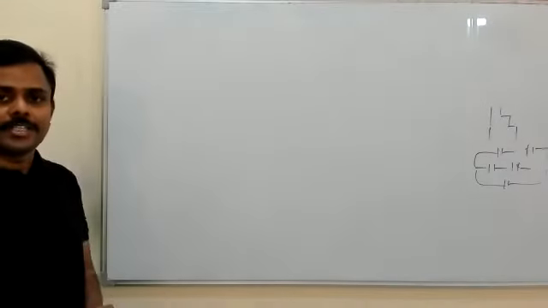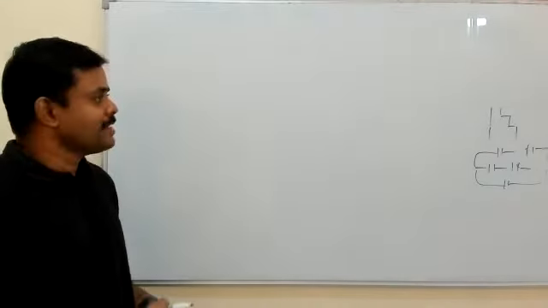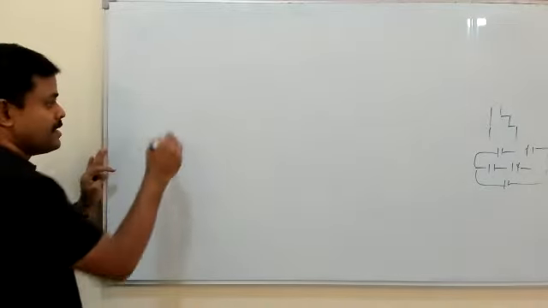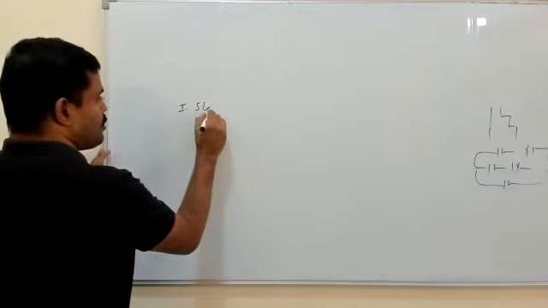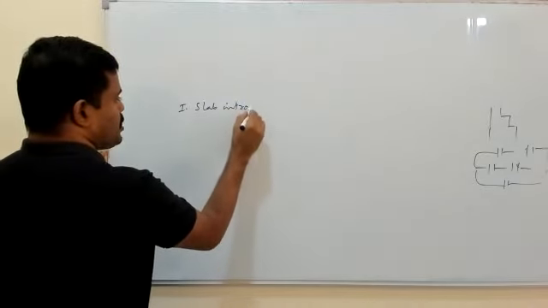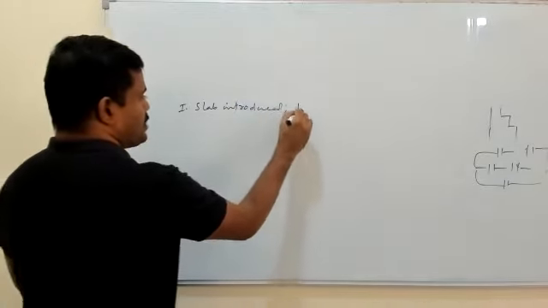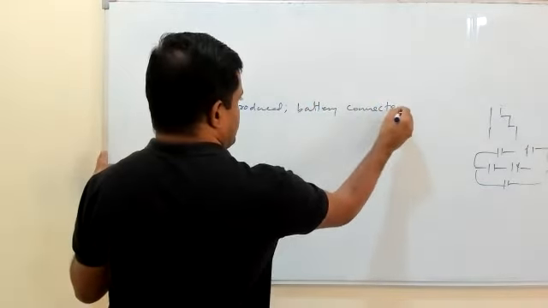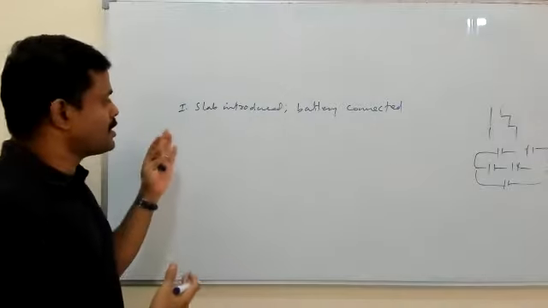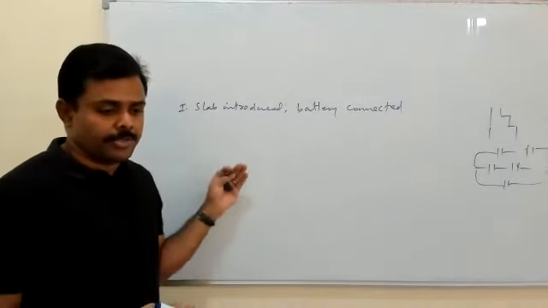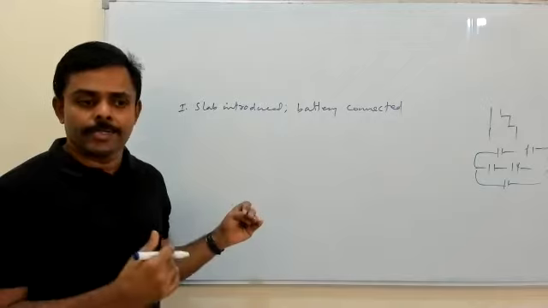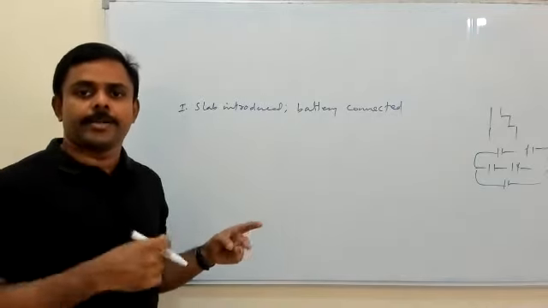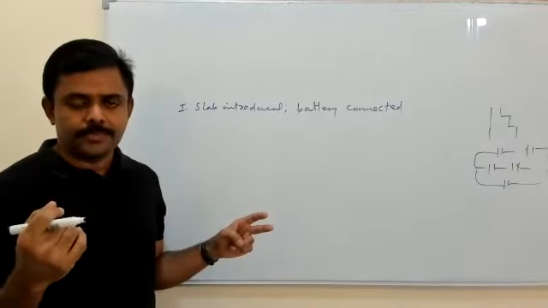Now, this is an important concept. We have done this many times. Anyway, I am doing it one more time. There are 8 cases. Case number 1, slab introduced, battery connected. It's like a shortcut, and they'll give it as different cases in school, but this is the best way to do this. Slab introduced, battery connected. Slab introduced, battery disconnected. Slab taken out, battery connected. Slab taken out, battery disconnected.